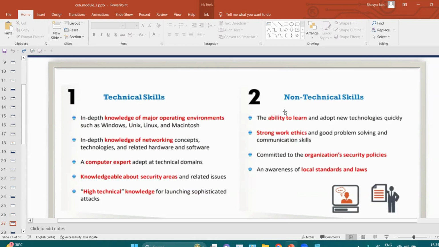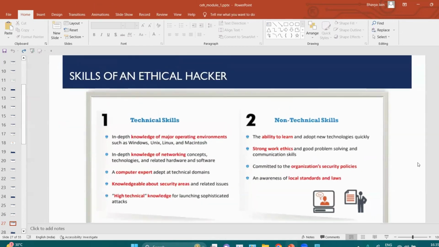Okay. And in the non-technical skills, we need the ability to learn, to adapt, to be loyal and have strong work ethics and good problem solving skills, etc. And committed to organization security policies, and we should have awareness about local laws and standards, etc. So these are some non-technical skills.